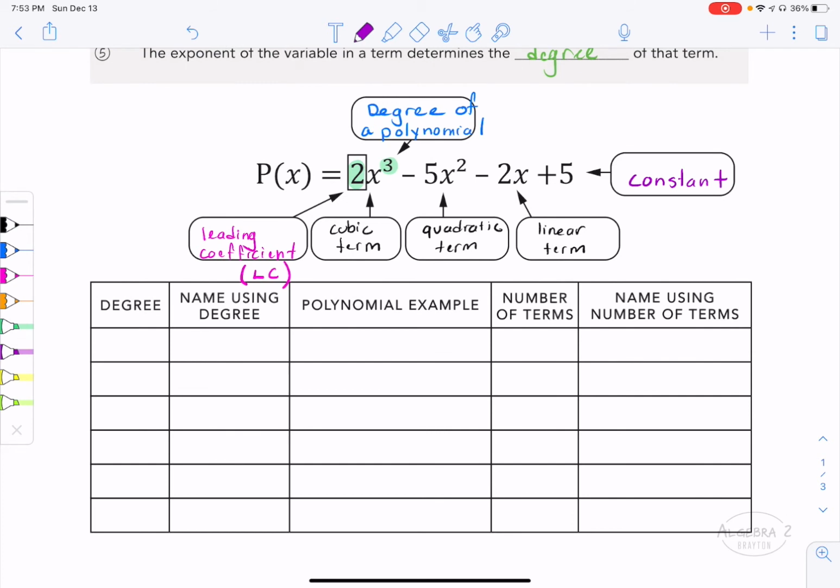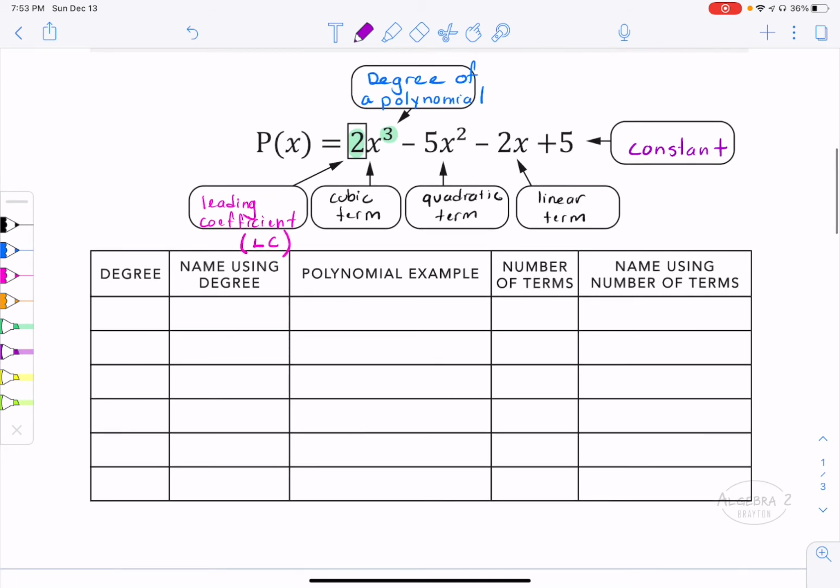So naming polynomials is important. It's important because you'll hear different language being thrown out when talking about different problems, and you have to understand what we're talking about. So there's two very, very important columns. There's the name using the degree, and there's also the name using the number of terms, both of which can change. So let's start with a degree of 0.